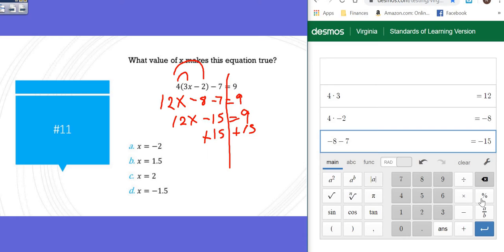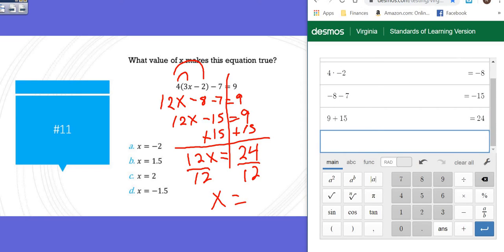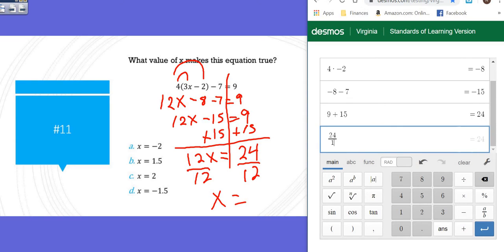Okay, so I'm going to go down to my next line, and I'm going to start with 9, and I'm going to add 15, which gives me 24. And I'm going to bring down the 12x. And then I'm going to go over and divide both sides by 12. And I'm going to use Desmos. Like I said, I'm going to show you that it's important to use it every time. 24 divided by 12 is 2.